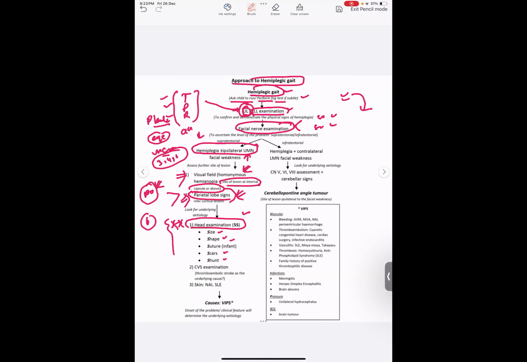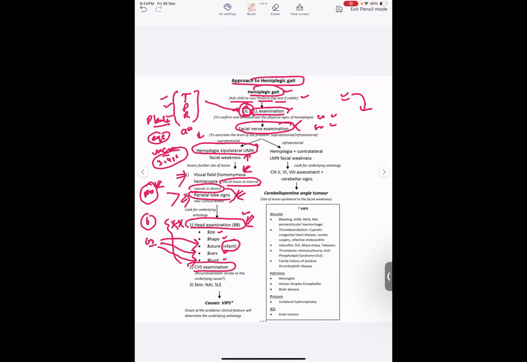Now see, a 6-year-old child will definitely not have a shunt unless he was a previous case of hydrocephalus. Very less likely he is coming to you with hemiplegia with a scar. He is very less likely to have sutures. So according to your patient, you will change your things. But yes, you should look at the head circumference, maybe there is microcephaly. Maybe he has any dysmorphic features which are present.